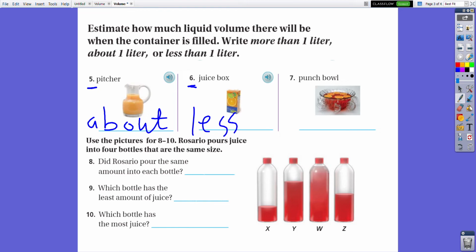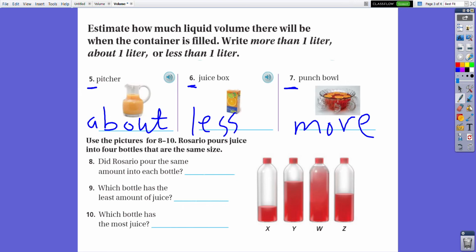Okay, number 7. Look at number 7, punch bowl. Look at this container here. It's holding sweet stuff. It's a very big size. So do you think this holds more than 1 liter, less than 1 liter, or about? Again, we will compare it with the beaker. Remember the beaker? It's like the measuring cup, okay? Does this beaker have the same size as this punch bowl? It's big. More than 1 liter. Okay, do you understand it until here?